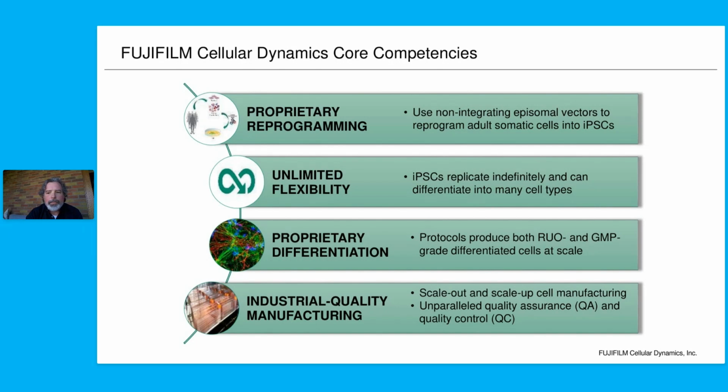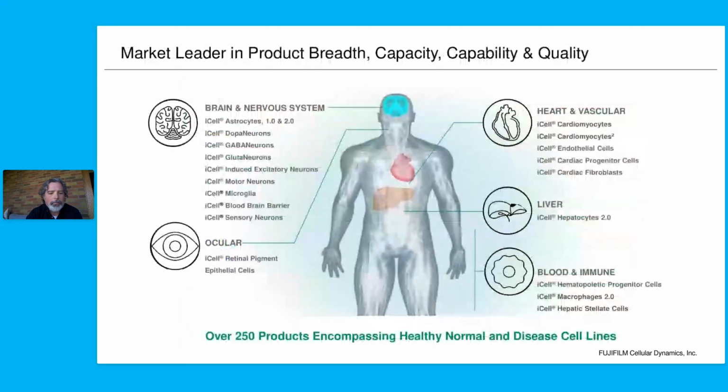As such, we have proprietary differentiation protocols that facilitate industry-scale manufacturing of a large variety of iPSC-derived cell types. And we are one of the oldest iPSC-based cell-based companies, and therefore we have unparalleled quality assurance and control around our products. So on this slide, I'm showing our off-the-shelf portfolio of iPSC-derived products derived from apparently healthy normal donors.